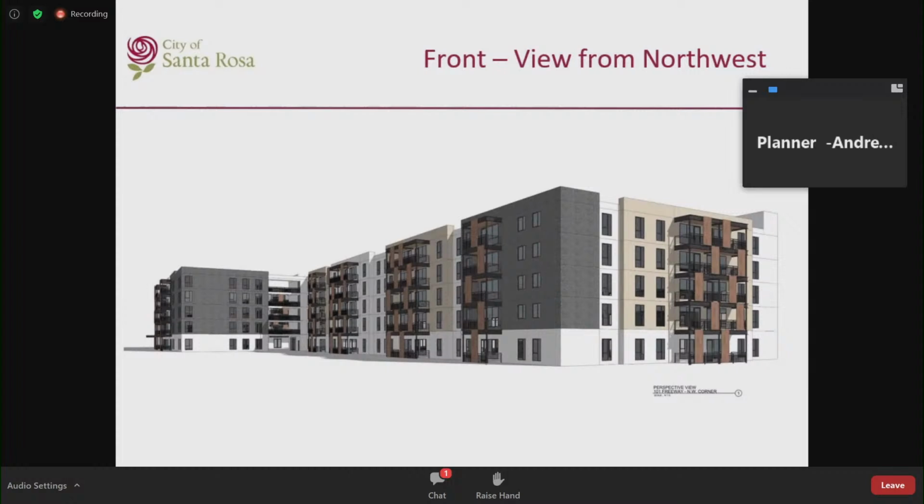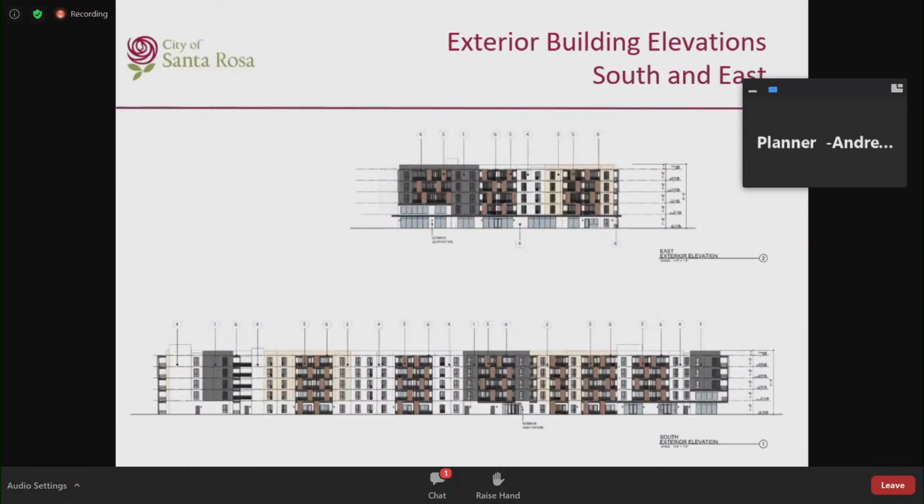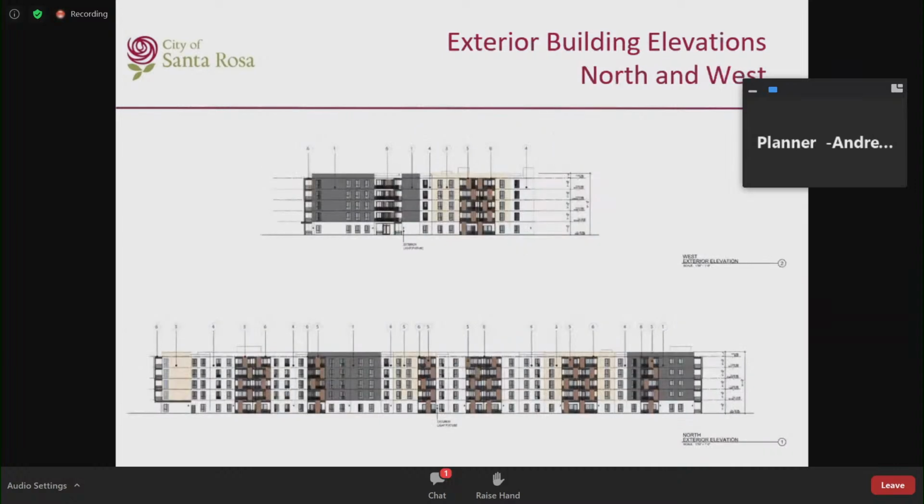And so the building form, the massing and materials and detailings are a cohesive expression of the design concept and provide an identifiable expression of the building's form and function. Next slide, please. And here are just some exterior building elevations viewed from the south and the east. Next. And again from the north and from the west. Next slide, please.